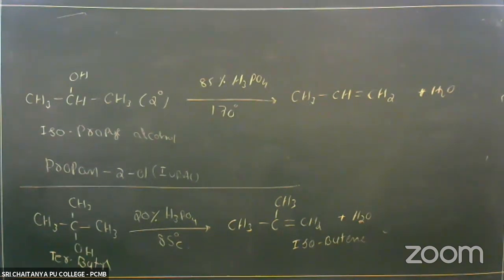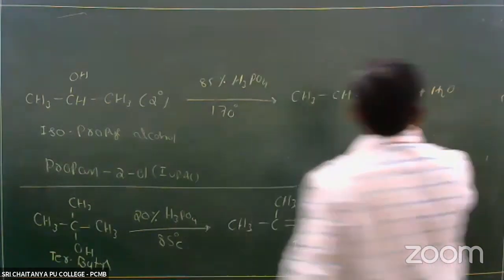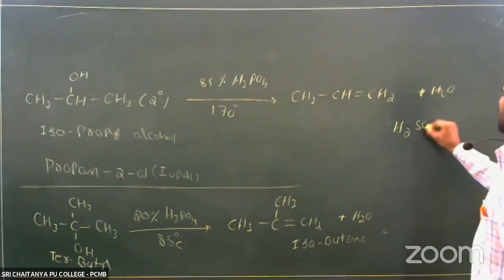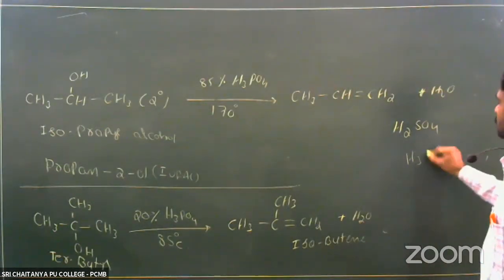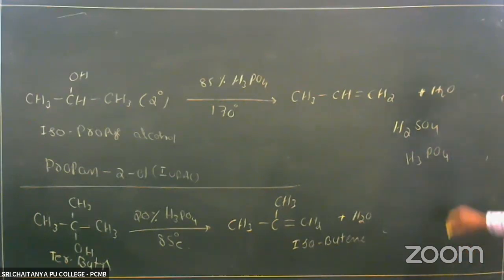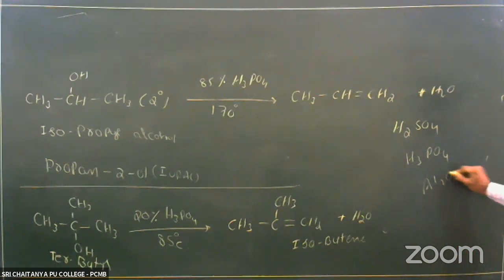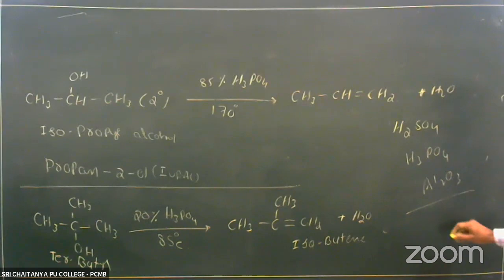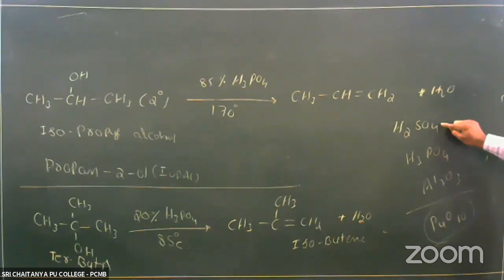So for alcohols, what are the common dehydrating agents? Sulfuric acid is a powerful dehydrating agent. Instead of sulfuric acid, we also use phosphoric acid, H3PO4. Next, alumina also acts as a dehydrating agent. Next, phosphorus pentoxide, P4O10, is also a dehydrating agent. But in the dehydration of alcohols, here we use only sulfuric acid, phosphoric acid, and alumina.